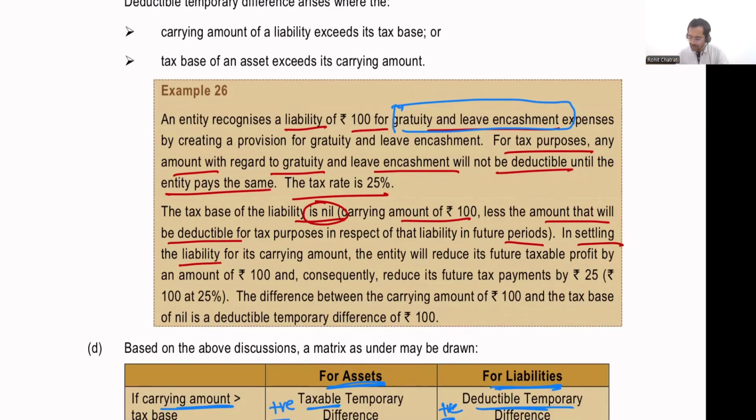In settling the liability for its carrying amount, the entity will reduce its future taxable profit by an amount of 100. When the entity actually settles this gratuity, my future taxable profit will reduce by 100 because this amount will be allowed as a deduction in future, and therefore the future tax payments will be reduced by rupees 25. So we have a deductible temporary difference of 100, on which we are creating a deferred tax asset of rupees 25. So that is with regards to example number 26.